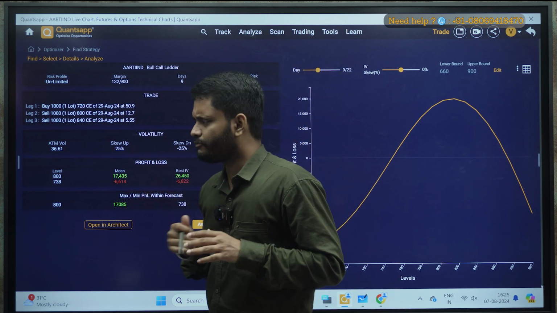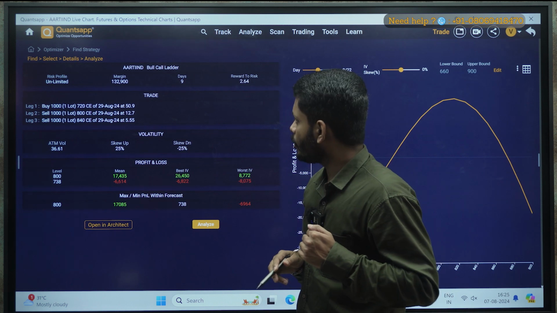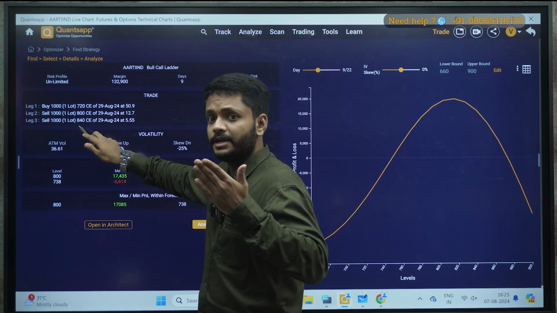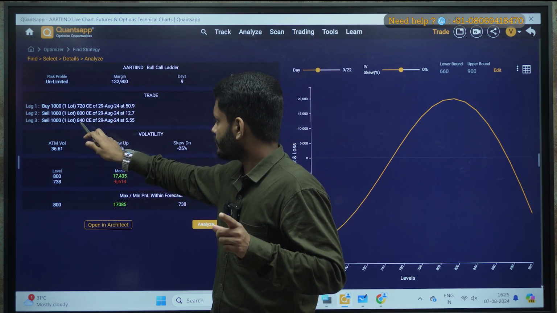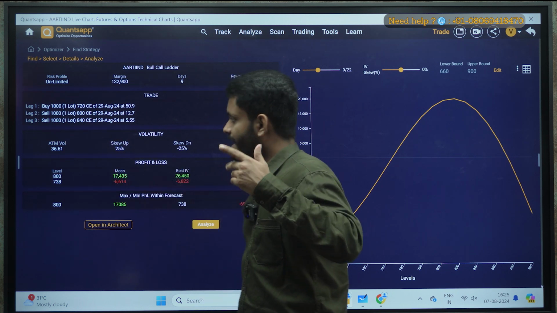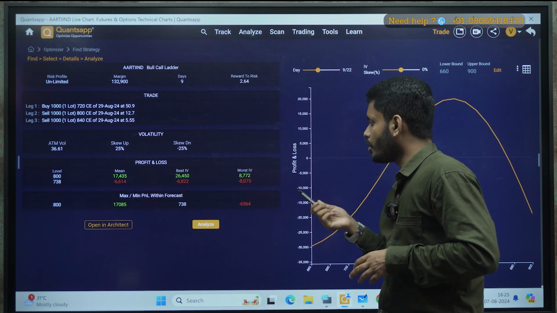Broker to broker it might differ, but if you see, buy one lot of 720 call, that is the in the money call you are supposed to buy, sell OTM call and sell deep OTM call. Can you see? 720 call, buy one lot, 800 call, sell one lot, 840 call, sell one lot. This is kind of a ladder. That is why it is called a bull call ladder.